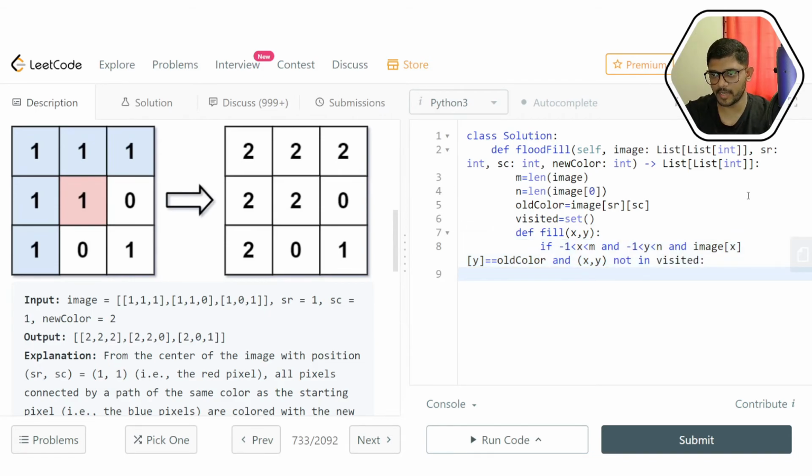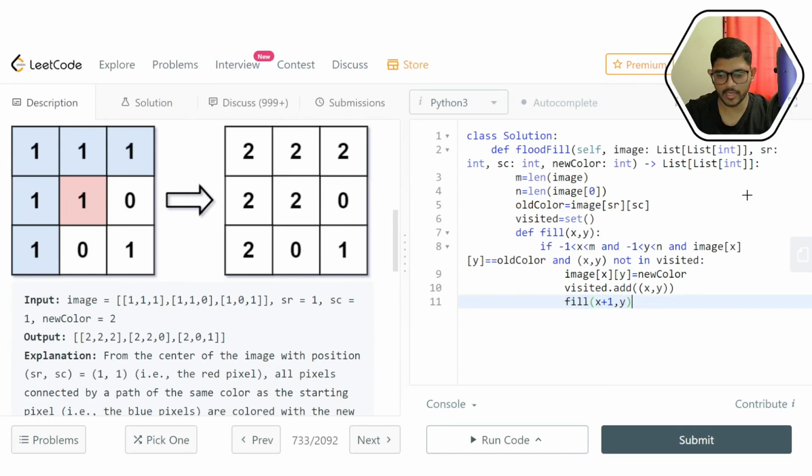If all these conditions are met, the first thing that we're going to do is overwrite the color. Image of x comma y is new color. So this is how we overwrite the color. And then make sure that this particular coordinate x comma y is added to the visited cells. So visited dot add, we are adding the tuple x comma y. And once we are done with that, we will call this function within itself. So that is obviously why it is called a recursive function.